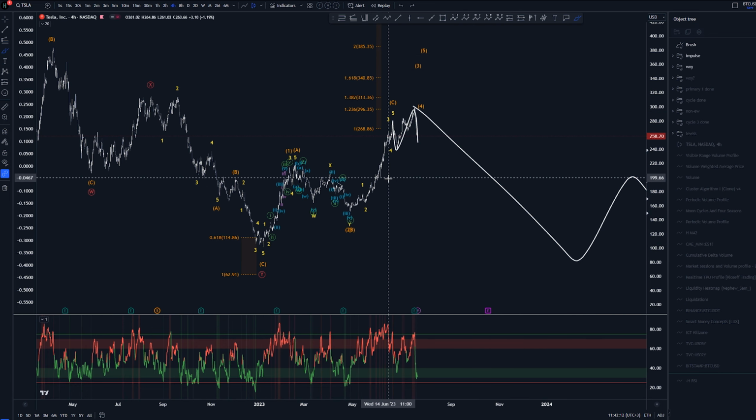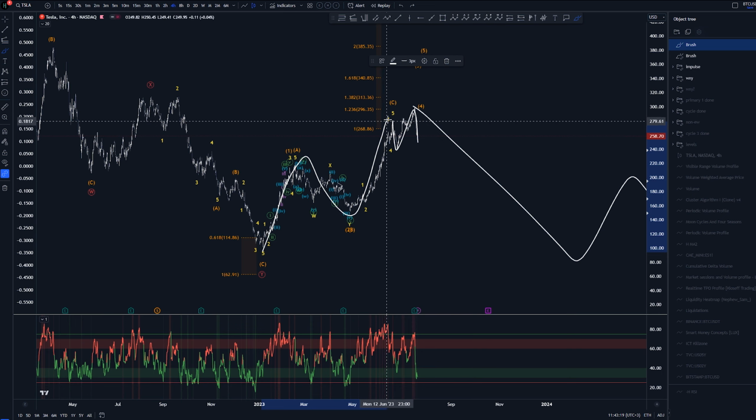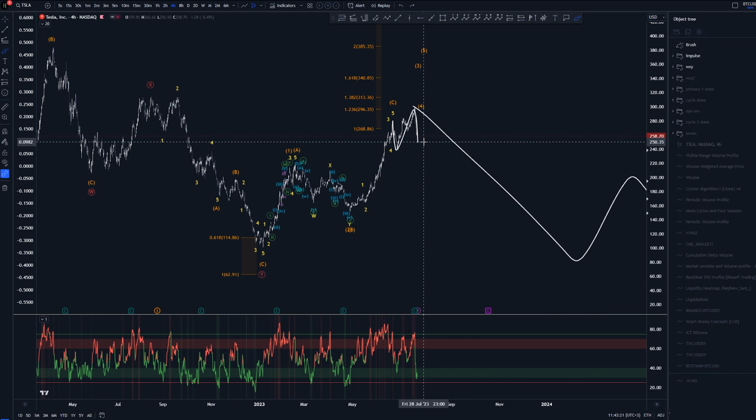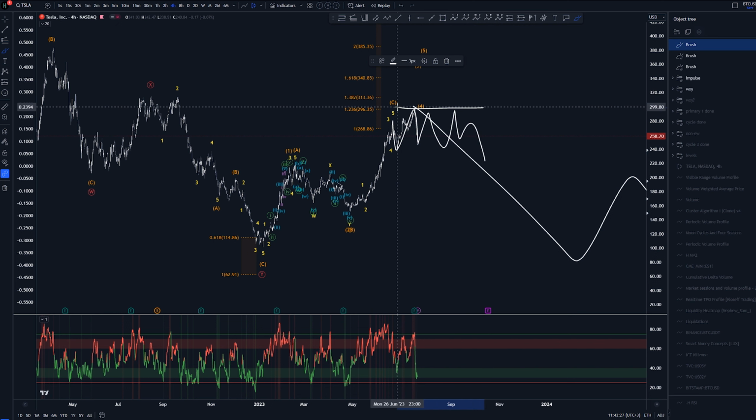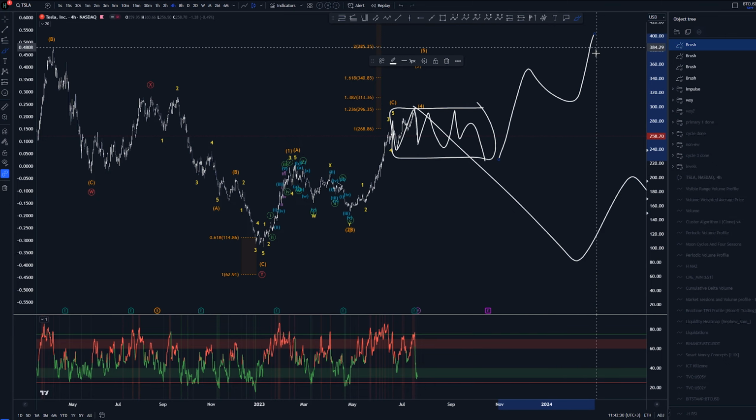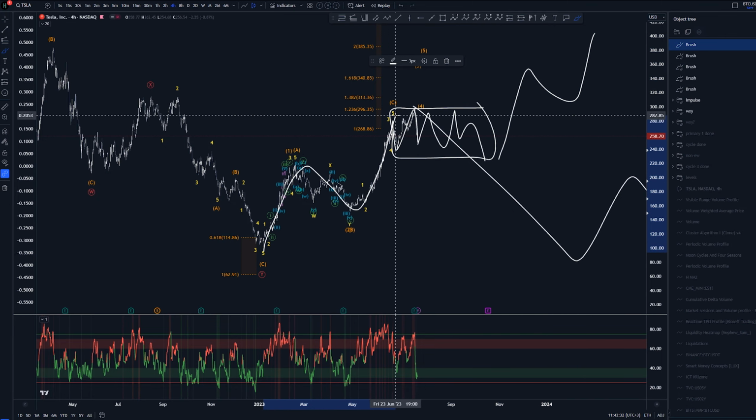However, for that to happen, this is kind of small. So if that is the case, and this indeed is a C wave ending in here, I would expect this structure to create some kind of move to the downside a bit more, wasting a bit more time before a potential continuation to the upside.